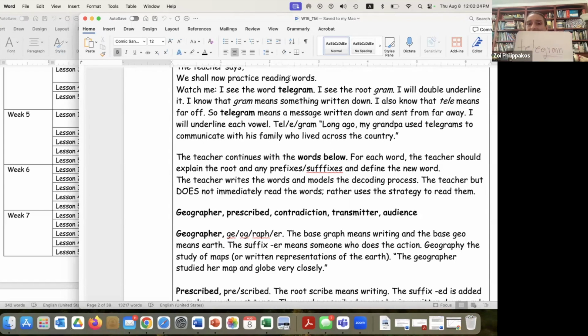I will underline now each vowel. Telegram. Of course, because I know that tele is the root, telegram, I can read the word. But in case I couldn't, I would utilize this strategy. So long ago, my grandpa used telegrams to communicate with his family who lived across the country. Telegram. Now, let me continue with the next word.